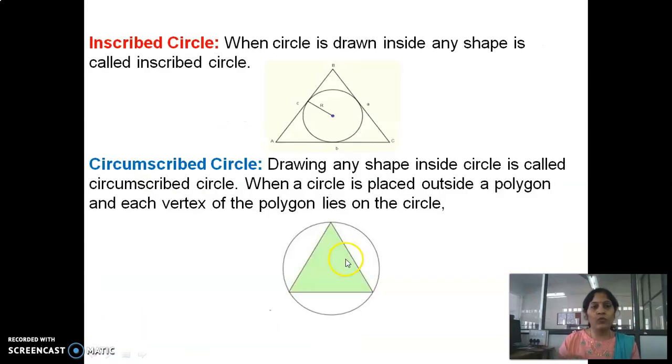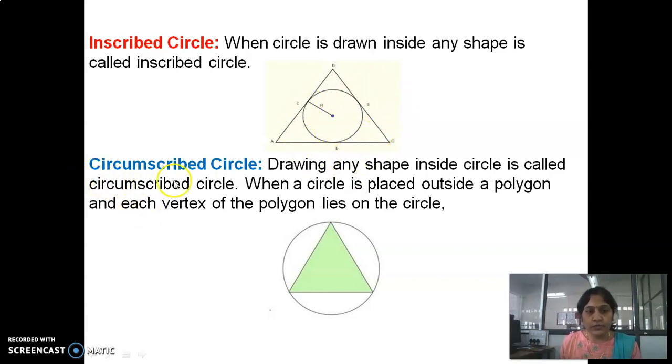So let us see what is meant by an inscribed circle and a circumscribed circle. Now these two circles we are going to implement. What is meant by an inscribed circle? In simple language I can say that this is also called the inner circle. When the circle is drawn inside any shape, it is called an inscribed circle. You will observe that in this triangle the circle is drawn inside the triangle, so it is called an inscribed circle, such that the triangle edges must touch the circle. So it is called an inscribed circle.